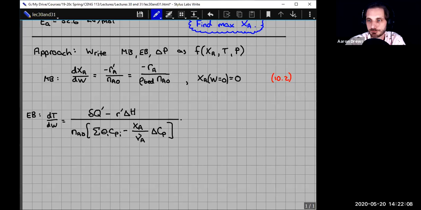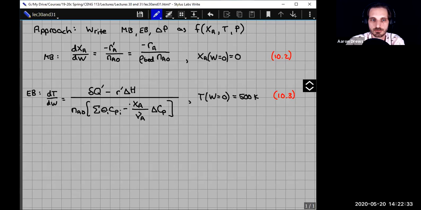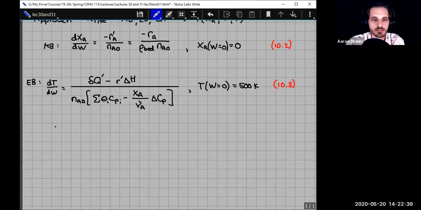So that's our full expression here. And then we have an initial condition, which is that T at W equals zero is 500 K, because that's our inlet. This equation in your book is 10.3. Right, and it's the equivalent of the energy balance except when it's written for conversion. So it only holds for a single reaction. And then the last one we need, again, I'm going to come back to the co-flow, counterflow here in a second, is the pressure drop expression, which is dP/dW.